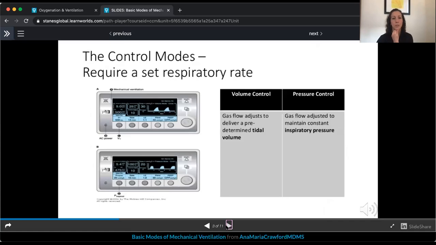We're going to start with the control modes because that's what we really think about when we talk about basic modes of mechanical ventilation. Remember I said in a control mode, you set a rate and you tell that machine to give a breath. So it is required that you set the respiratory rate. Remember, you can give that breath using volume, or you can give that breath giving pressure. And you can see this is a volume breath and this is a pressure breath, okay?